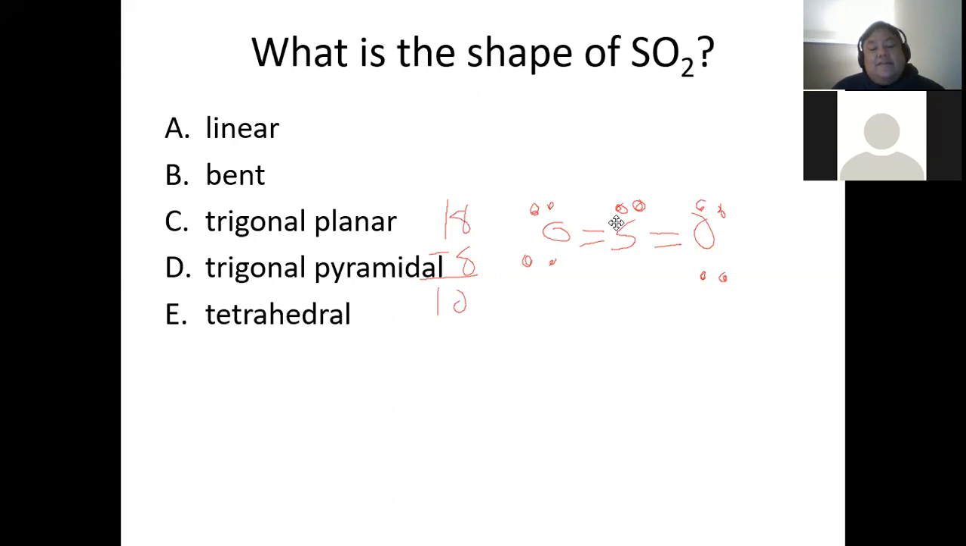Technically, this is going to be, since it has 3 things that it's connected to, right? It would be trigonal planar. But since it has 1 lone pair, it is going to be bent.